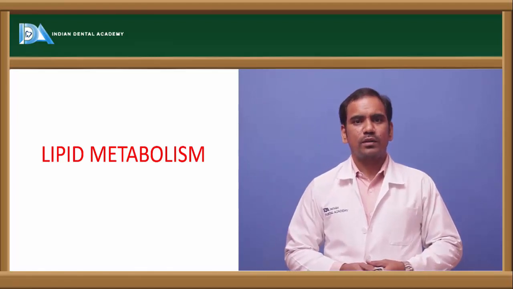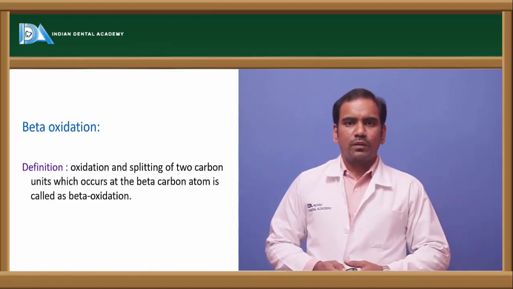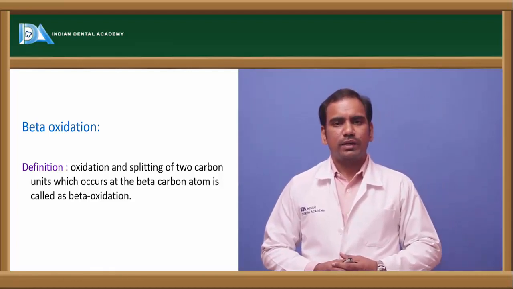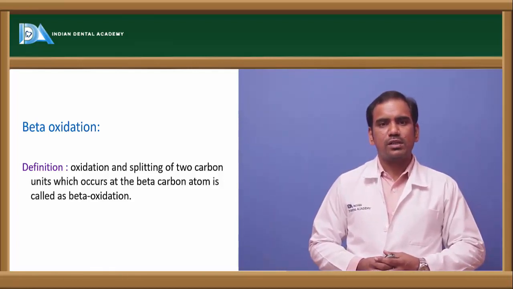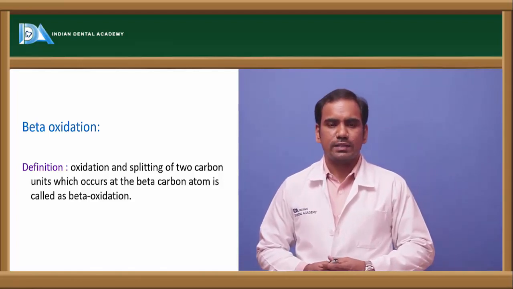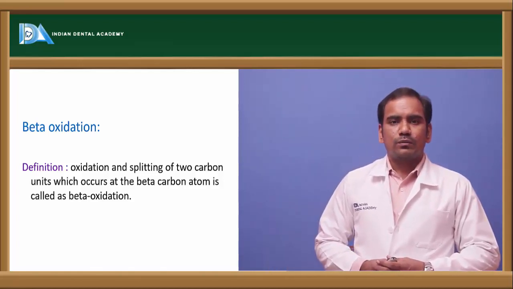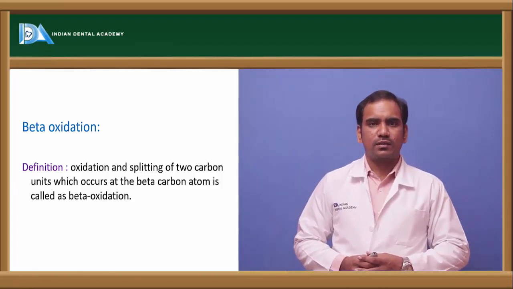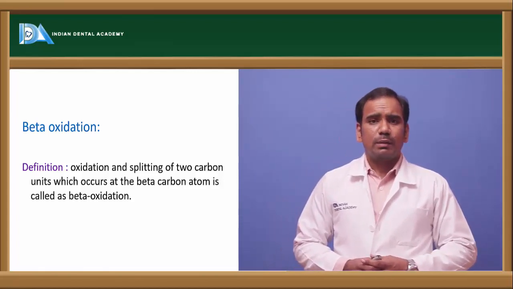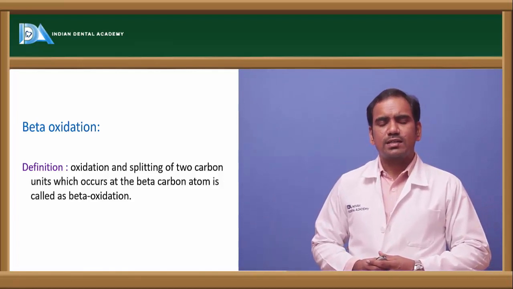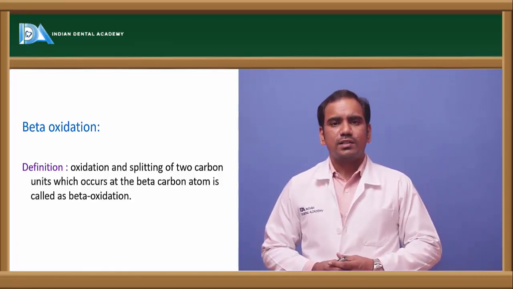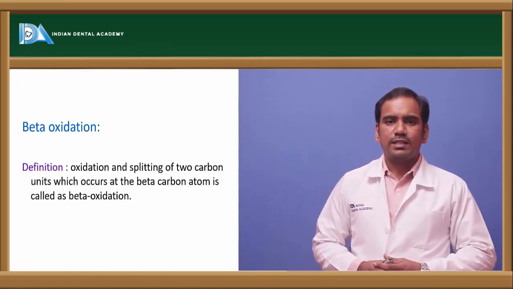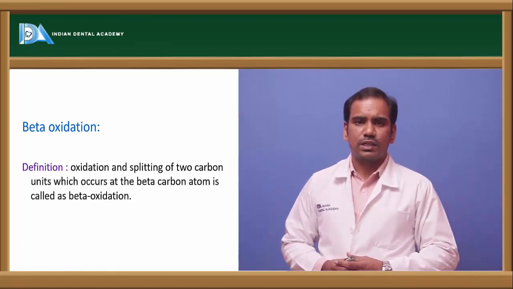Coming to our next topic, lipid metabolism. In this we are going to discuss the main pathway in lipid metabolism, that is oxidation of fatty acids. Lipids serve as important sources of energy. Neutral lipids are nothing but triacylglycerols. They have esterified fatty acids. Those fatty acids release energy by a process called oxidation.